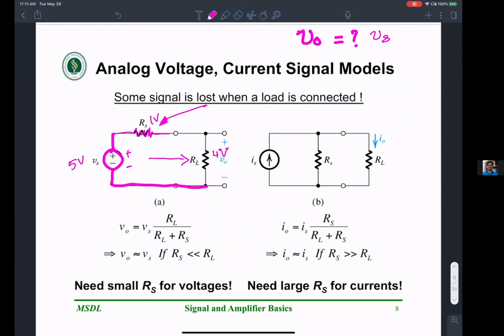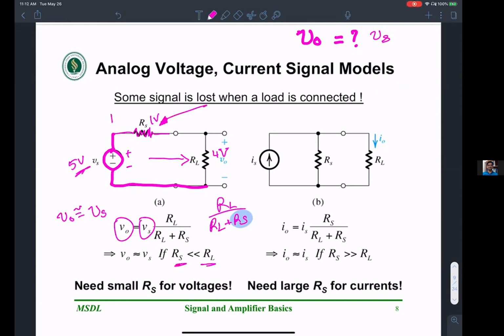So in order to make the loss minimal, what I want to make sure is that RL over RL plus RS is a really big number, as close to 1 as possible. Then V naught is going to see most of the applied Vs approximately. So in order for us to see all the applied signal, I want to make sure that the RS term in the denominator is very, very small.